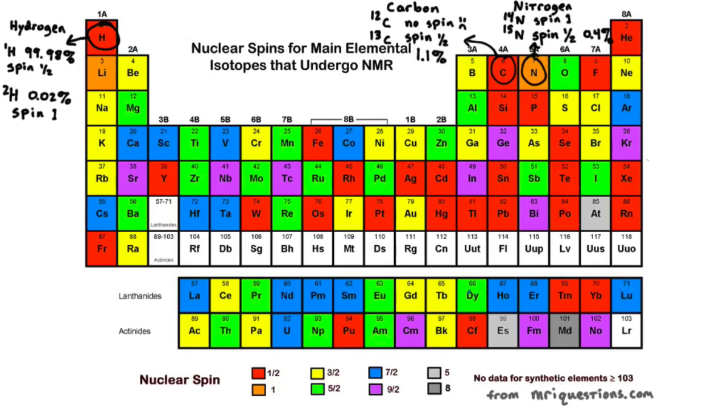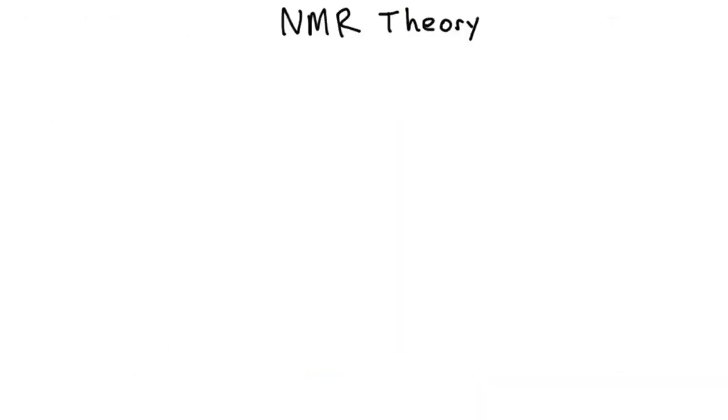So people don't really do oxygen NMR. And there's a bunch of other nuclei in here as well that can work better or worse for NMR, depending on what you're trying to do. Cool. So let's continue with NMR theory. How does this work and why does this work?